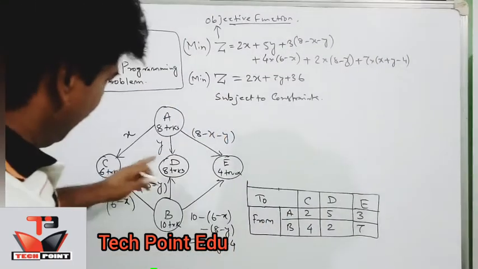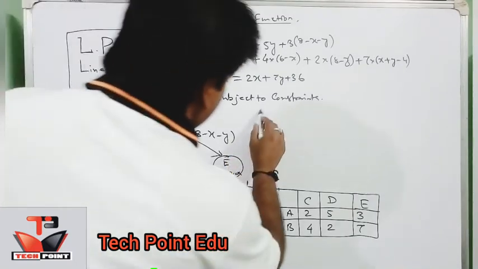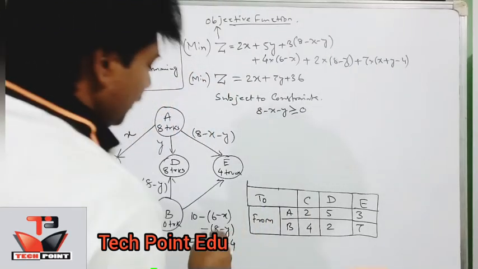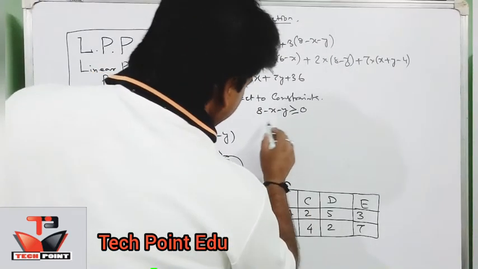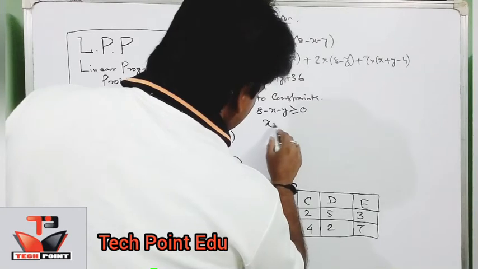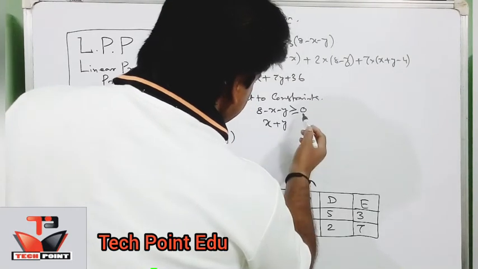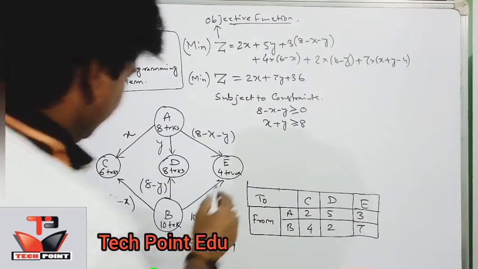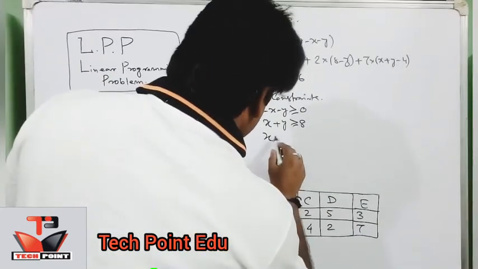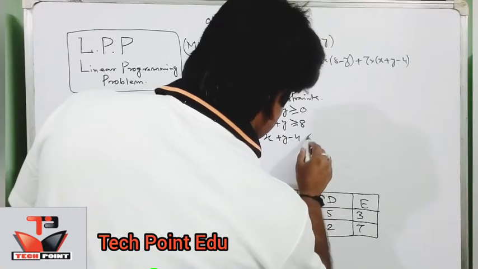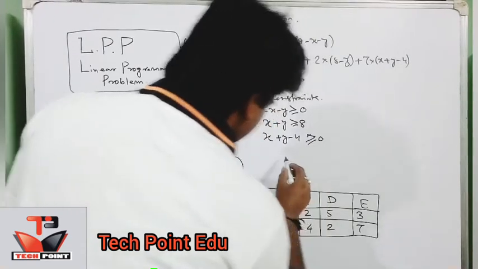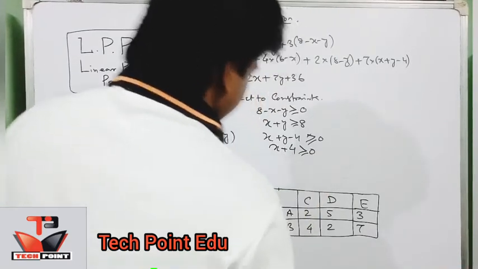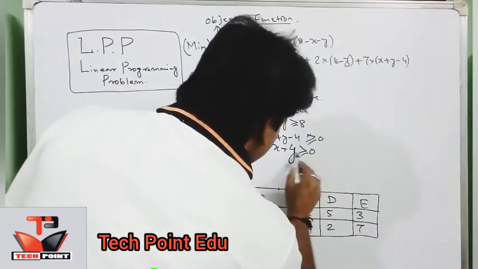That will be, this all should be positive. That means one will be 8 minus X minus Y should be greater than or equal to 0. That means X plus Y is less than or equal to 8. Next will be X plus Y minus 4 is greater than or equal to 0. That means X plus Y will be greater than or equal to 4.